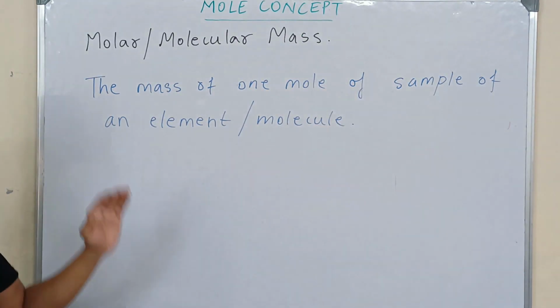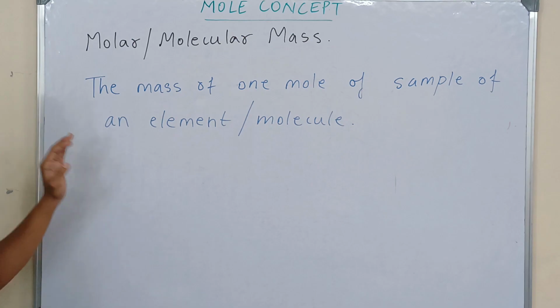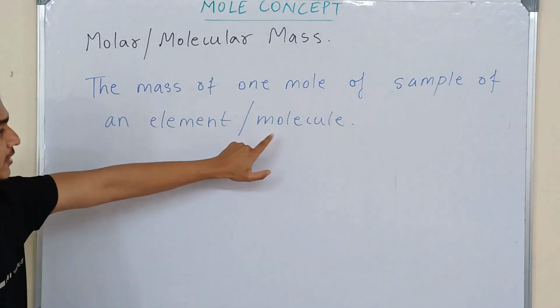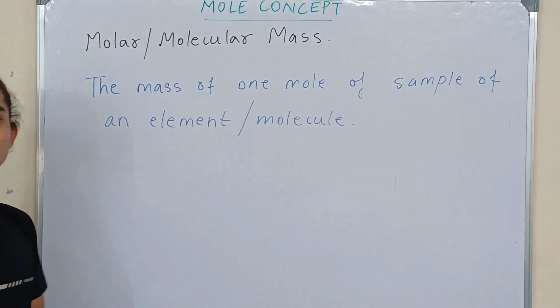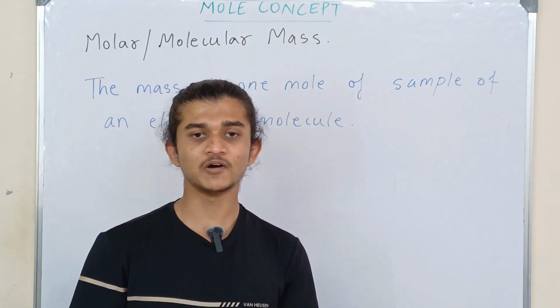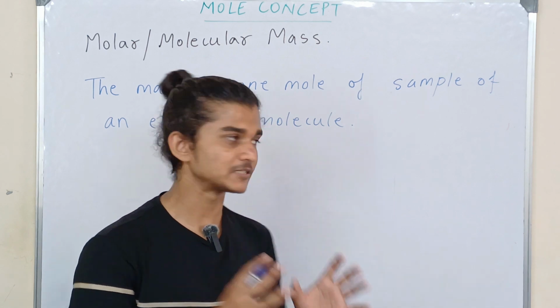Now let us see what molar or molecular mass is. It is the mass of 1 mole of a sample of an element or a molecule. If it is an element, it is called molar mass. If it is a molecule, it is called molecular mass, respectively. So how could you find this? The molar mass of any element can be found using the periodic table. Let me explain that.